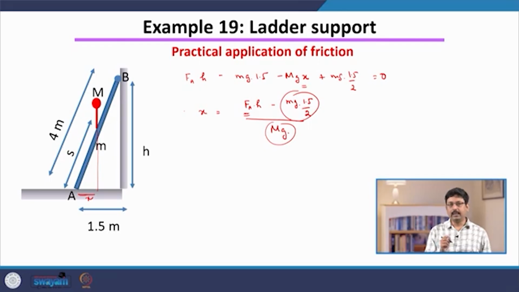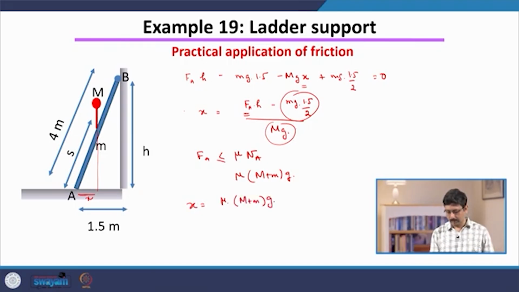But the painter cannot climb indefinitely all the way up, because F_A is limited by Coulomb's law, which is given by this expression. And we know from our analysis that N_A is m plus M times g from the force balance condition. So, we get x equal to mu times (m plus M) g, and x must be less than or equal to this value. Now you can cancel the g.